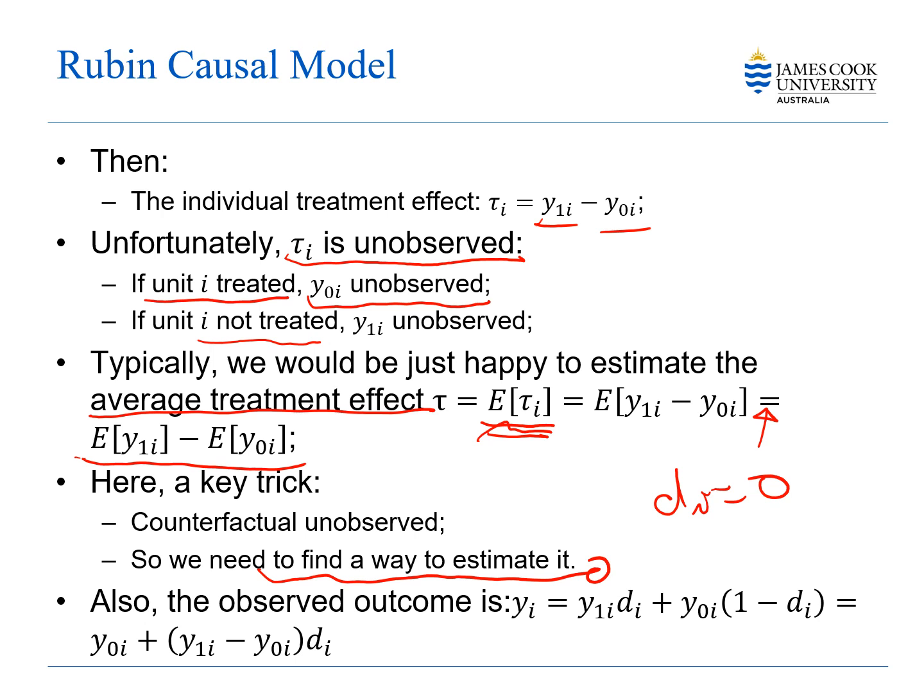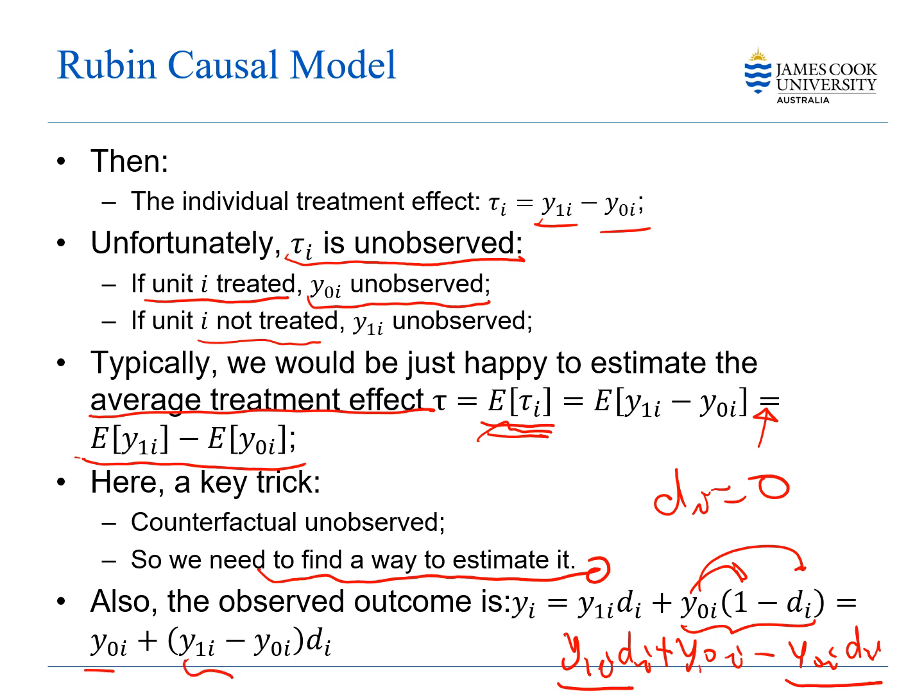And we can rearrange the terms. So multiplying inside, we get y0i minus y0i di. And we have terms y1i times di plus... So we can combine these two terms. We get y0i here, and the difference, y1i minus y0i, times di. And you should know that this is tau i, the individual treatment effect. Okay, this is Rubin's causal model.